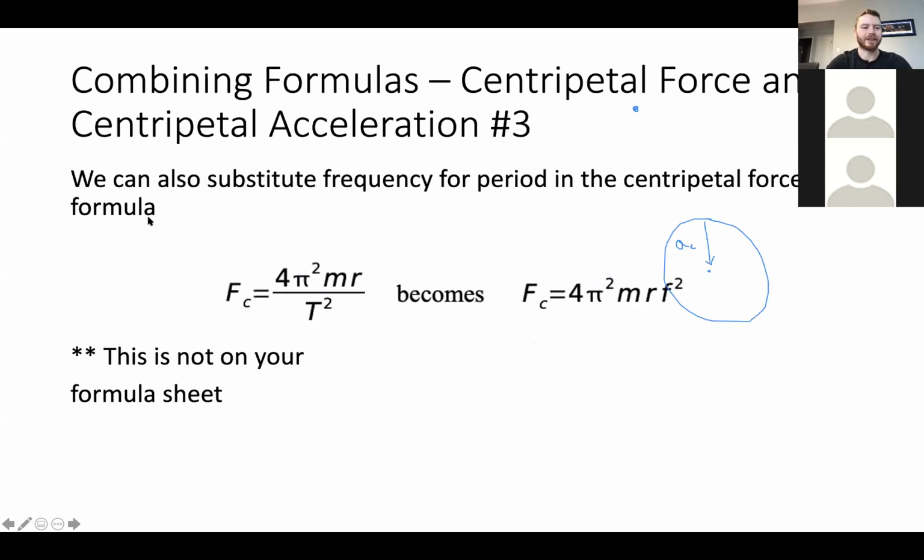And similarly, we can substitute the frequency for period in this formula. So remember, frequency squared is equal to 1 over t squared. So if we substitute that in, we'll get centripetal force is equal to 4 pi squared times the mass times the radius times the frequency squared. Okay, and again, this is not on your formula sheet, so just be careful about that.